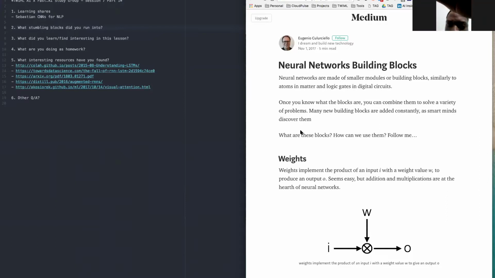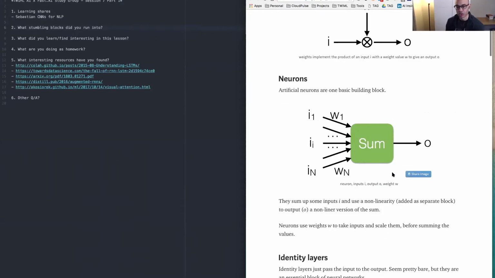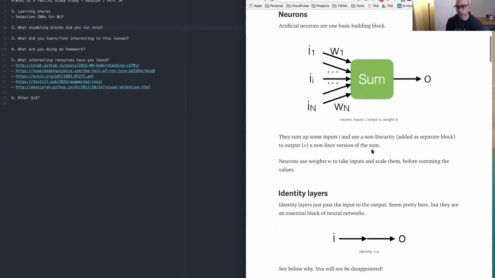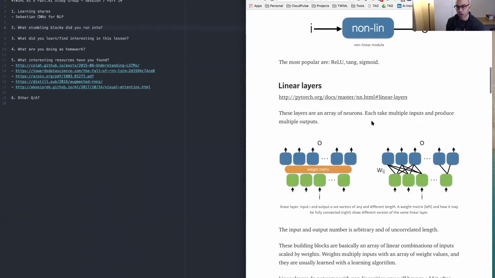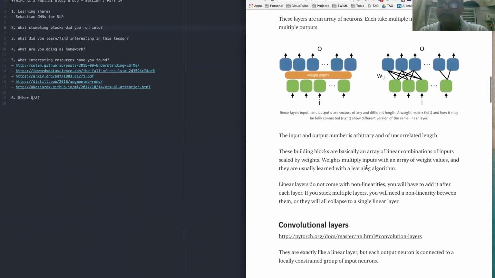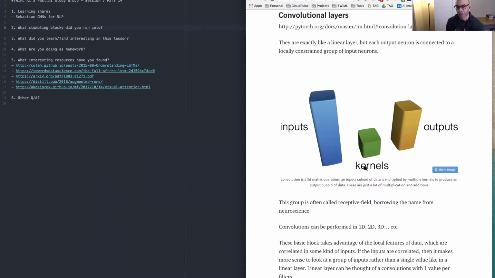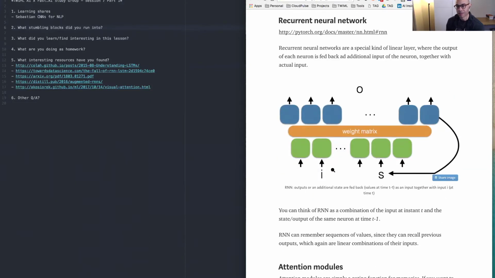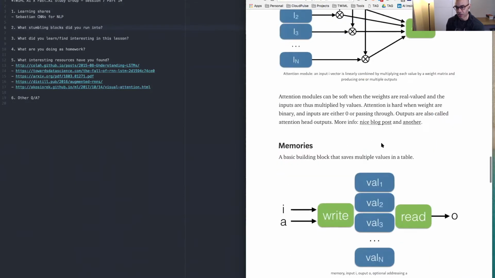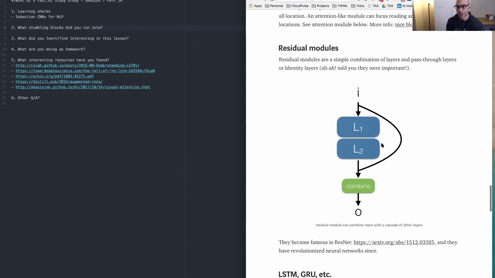So I thought this article was pretty good in walking through some of these standard building blocks and providing links to other resources. I don't know if this is the kind of thing that you're asking about.